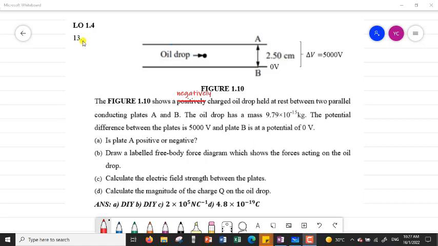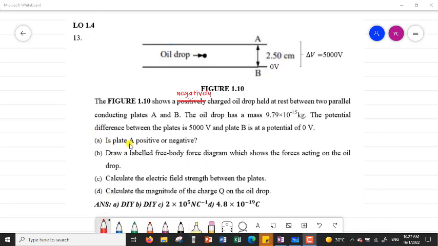So question 13, in our tutorial 1, we are given figure 1.10, which shows a negatively charged oil drop held at rest between two parallel conducting plates A and B. The oil drop has a mass of 9.79 × 10^-15 kg. The potential difference between the two plates is 5000 volts and plate B is set at a potential of 0 volt.